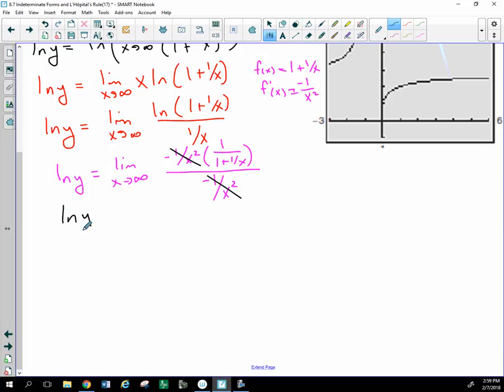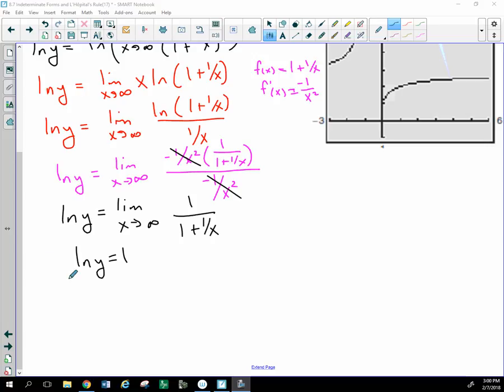And so ln of y is going to equal the limit as x goes to infinity of 1 over 1 plus 1 over x. If I take this to infinity, it looks like I'm going to get a value of 1. So this limit is now workable, and so ln of y is equal to 1.